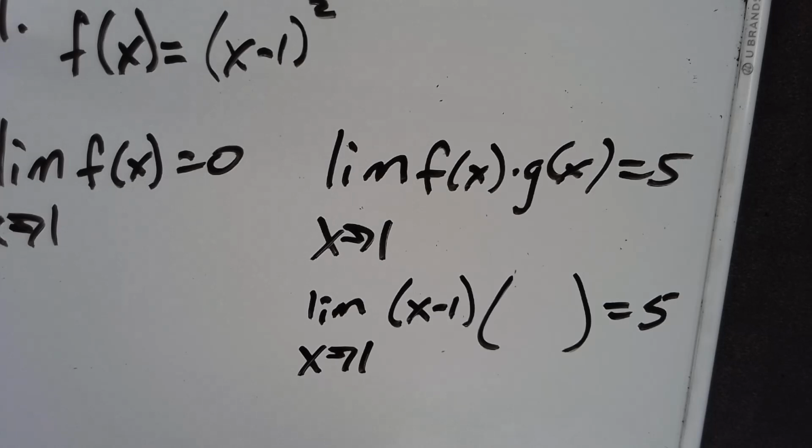Because, what needs to happen for us to be able to get... say it again. Right now we don't have anything in there. So that's a problem, because how are we getting 5 if we're multiplying by 0?